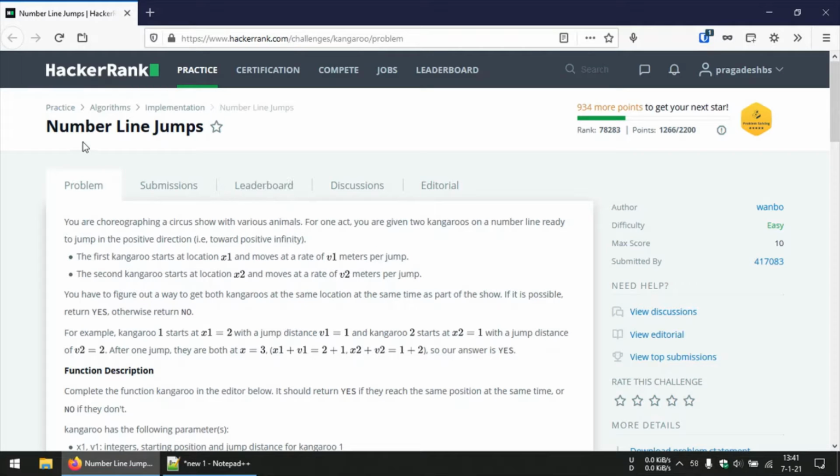Hey, hello guys. Today we're going to solve this problem, Number Line Jumps from HackerRank. It's an easy difficulty problem.